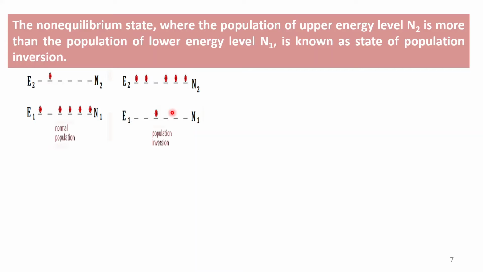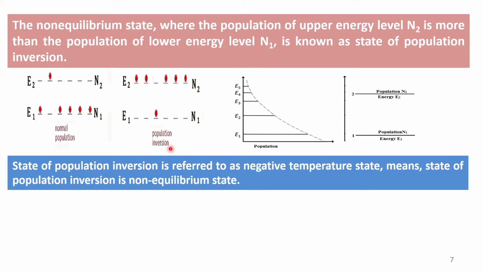But at the non-equilibrium state, the number of atoms in the upper energy state, that is the excited state, is greater than the number of atoms in the ground state energy. So we can say that the state of population inversion is referred to as the negative temperature state. That means the state of population inversion is a non-equilibrium state.